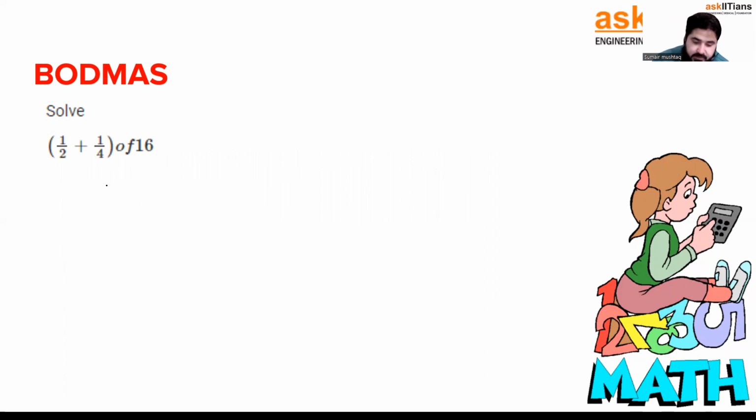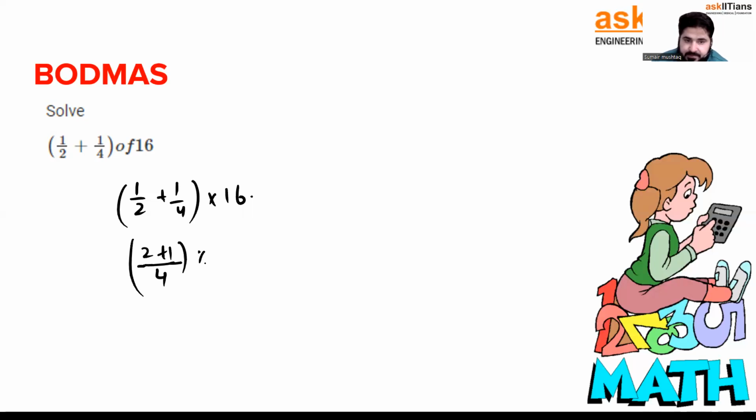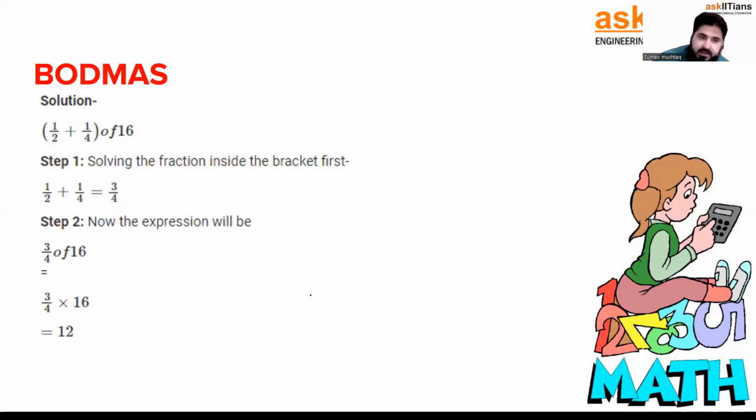How to take the brackets out? This will be 1 by 2 plus 1 by 4, of, which means multiplied by 16. Okay. You know how to do this. LCM is 4. This is 2 plus 1 multiplied by 16. This will be equal to 3 by 4 multiplied by 16. See, we are not doing the multiplication. No. First take the brackets off. Right? 4 ones are, 4 fours are. So 12 is the answer. Is that clear?